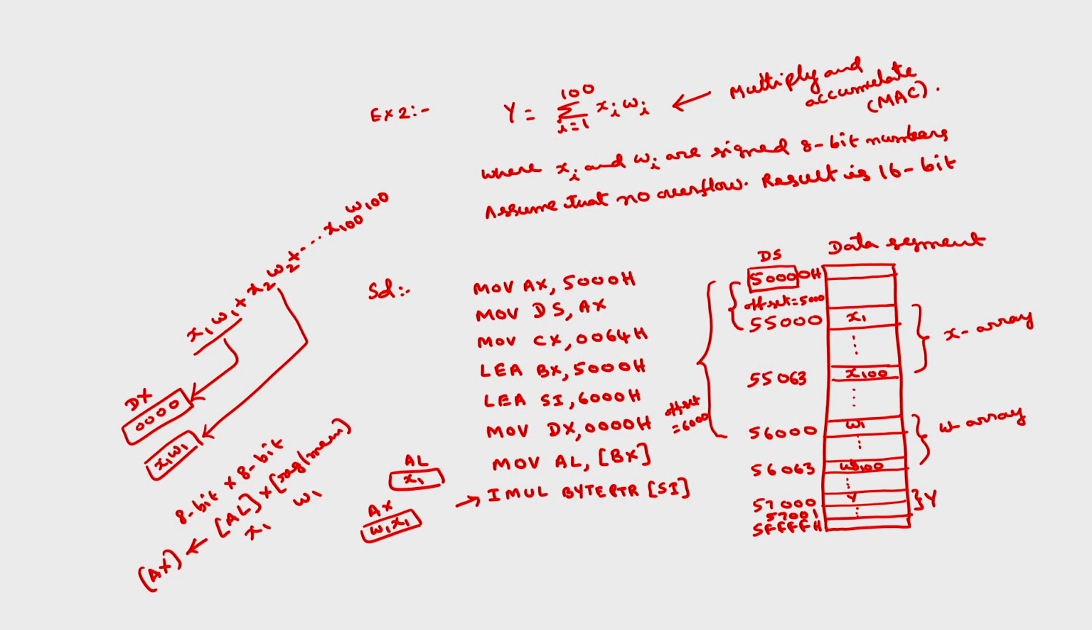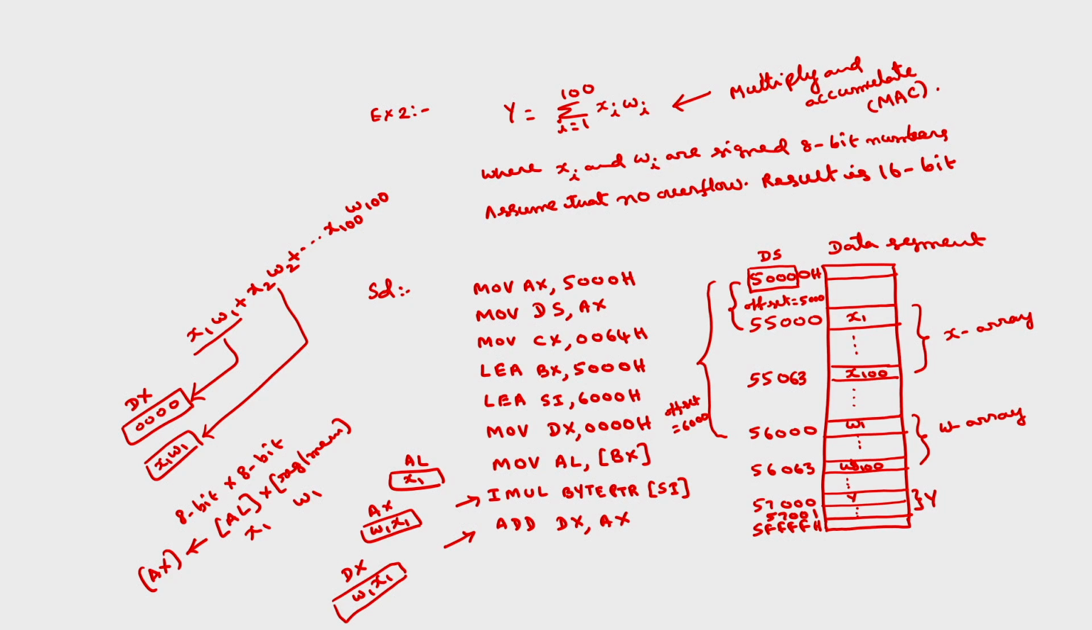This I have to add to DX and store this result into DX. Add DX comma AX. So the initial value of DX is 0 0 0 0 and AX is W1 X1. These two will be added and the result is stored back into DX. So after this instruction, DX contains 0 0 0 0 plus W1 X1. So this is W1 X1. Okay. So this operation you have to perform 100 times.